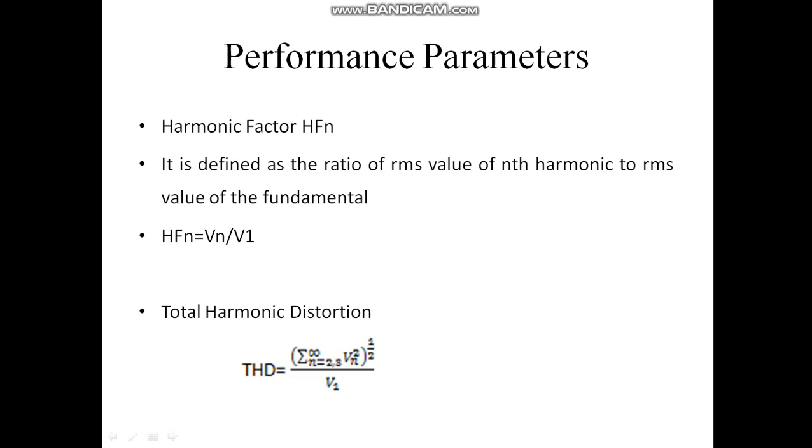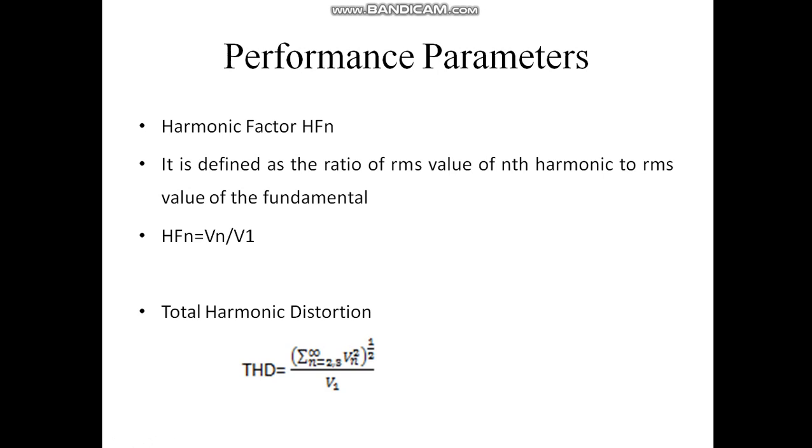So if there is a third harmonic present, for simplicity, then it is the ratio of the RMS value of the third harmonic to the RMS value of the fundamental. That is Vn by V1, where Vn is the RMS value for the nth harmonic. So the voltage of the nth harmonic divided by the voltage of the first harmonic. This is called the harmonic factor.